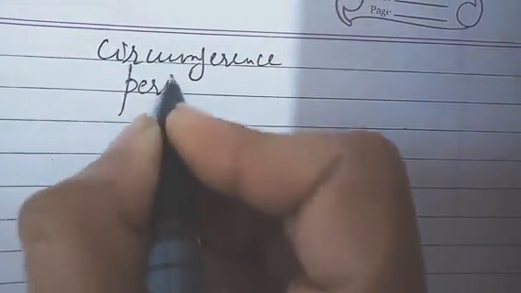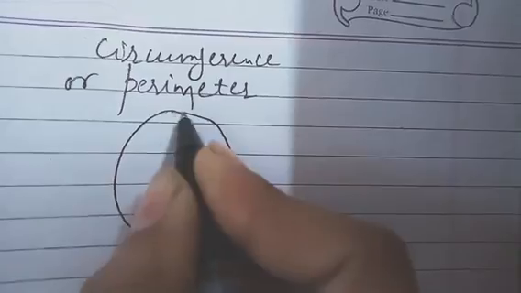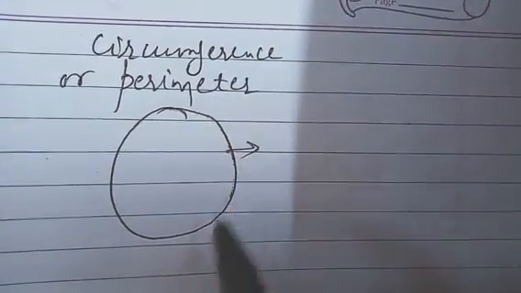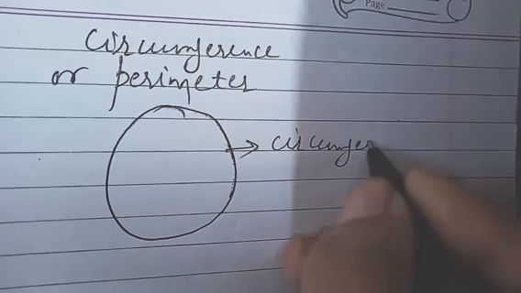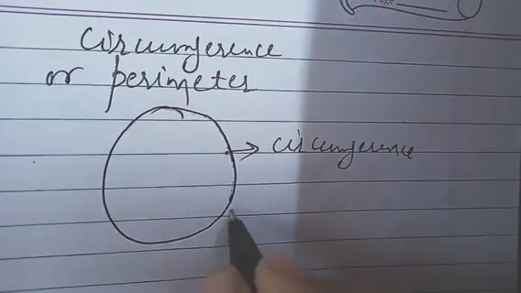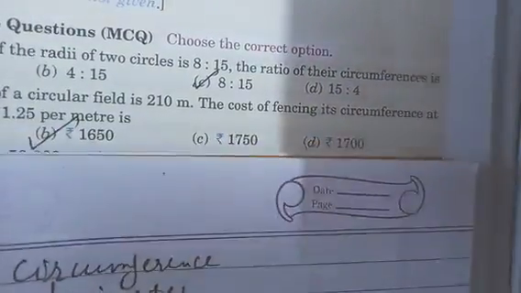What is circumference? Circumference is also a perimeter. But in case of a circle, when we are finding the perimeter of a circle, we give it the name circumference. Means in case of a circle, the perimeter of the circle is known as circumference. There we are using the word circumference.